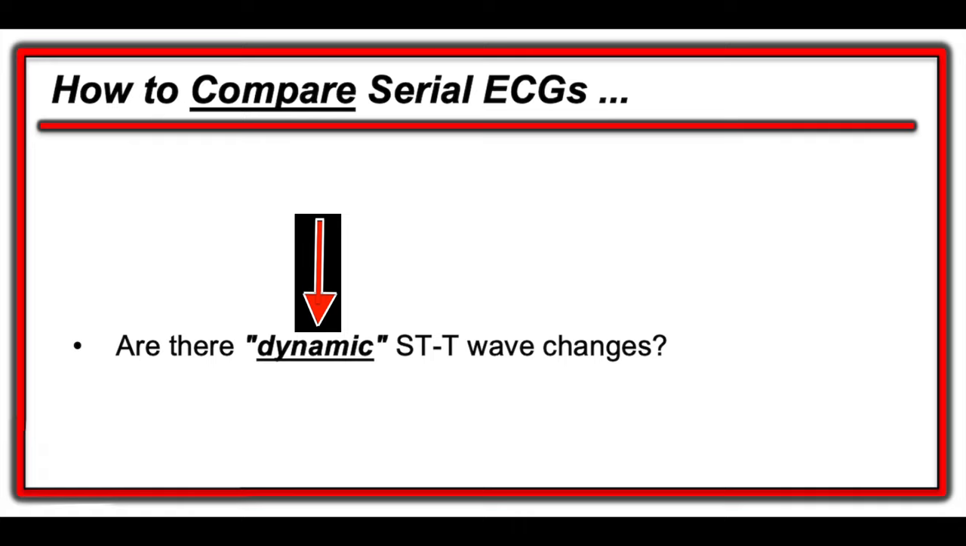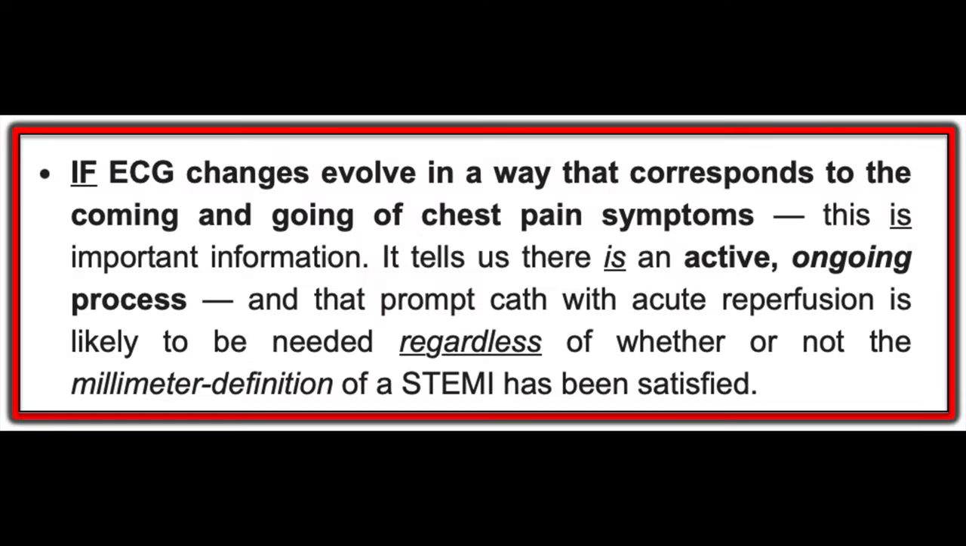Let me review dynamic ECG changes. If ECG changes evolve in a way that corresponds to the coming and going of chest pain symptoms, this is important information. It tells us that there may be an active ongoing process and that prompt cath with acute reperfusion is likely to be needed regardless of whether or not the millimeter definition of a STEMI has been satisfied. I think the number of millimeters is irrelevant.